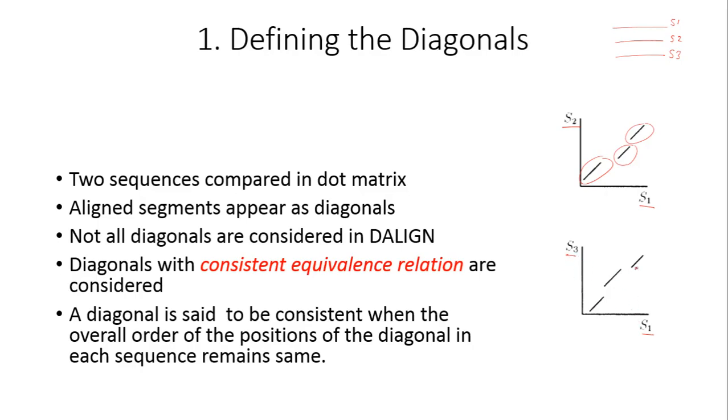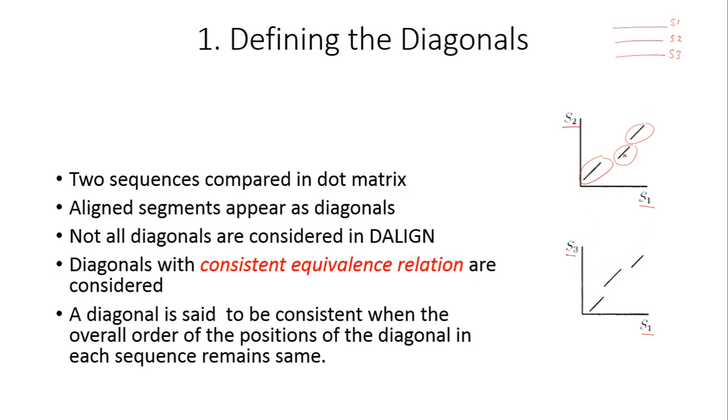Okay, so whatever diagonals you obtain in such multiple comparisons, not all diagonals are considered in D-align. Okay, क्यों सारे के सारे कंसिडर नहीं कर सकते? Why? Because these diagonals are not equivalent to each other.